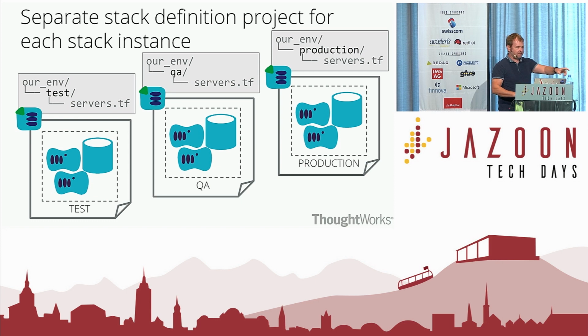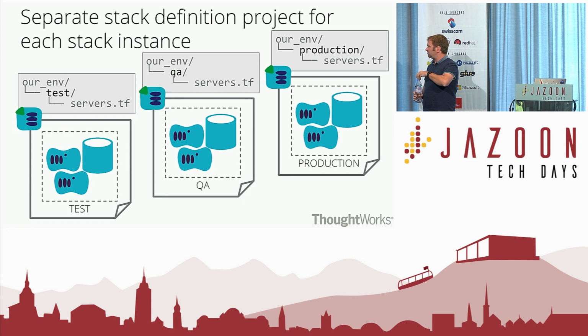And so this is where you want to move on to the idea of having separate stacks for your different environments. The next evolution, or a common pattern here, is to say I'm going to have a separate project for each of my environments. So I have a test environment project, QA environment, and production environment. Each of these is its own project.